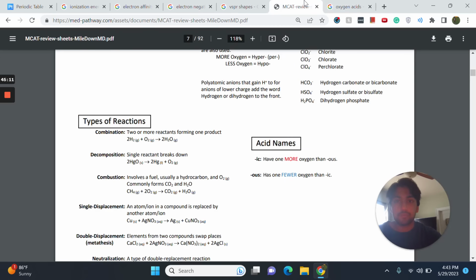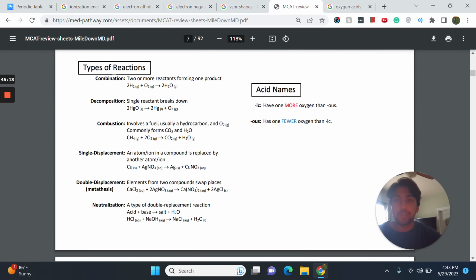Okay? The next thing to know is the type of reaction that we're looking at. And so combination is when you combine two things. Decomposition is when you break down something. Combustion is when you add a hydrocarbon, which means it's only made up of carbon and hydrogens, with an oxygen, and you get carbon dioxide and water. Okay, and that's a pretty common equation that you can see whenever we're combusting something.